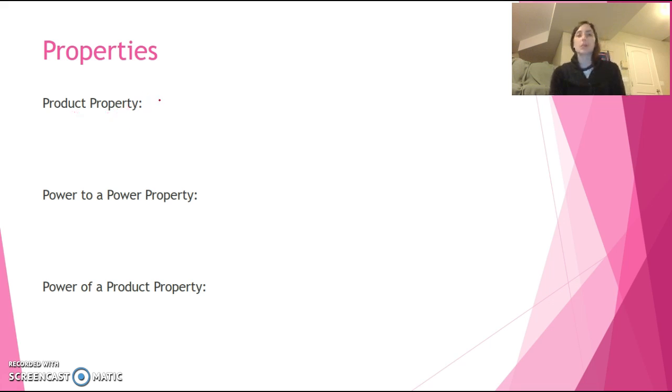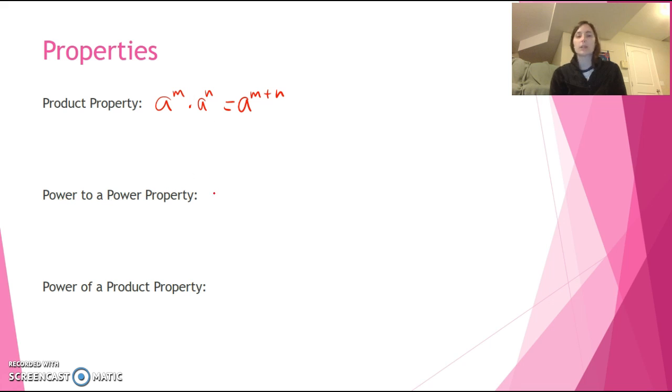So our product property, and I'm just going to use variables to represent that this could be any number. So if we have a to the m times a to the n. Now notice these are the same base. They're both a's. So as long as we have the same base, then we can add the exponents. So that would be the same as a to the m plus n. Again, it has to be the same base. We can't do it if they're not the same base.